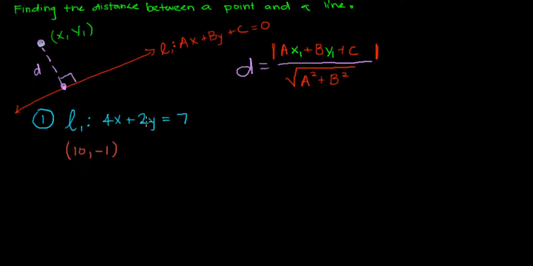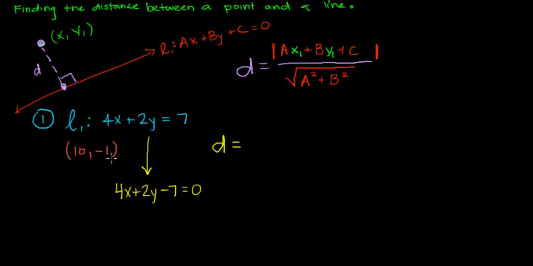So we set up our distance formula. We set up our equation from up above. The distance between the line and that point is equal to the absolute value. Oh, I just realized, we can't use it because it's not in the standard form up there. So we want to make sure we get it in the standard form first. 4x plus 2y minus 7 is equal to 0. And now we can start plugging it in.